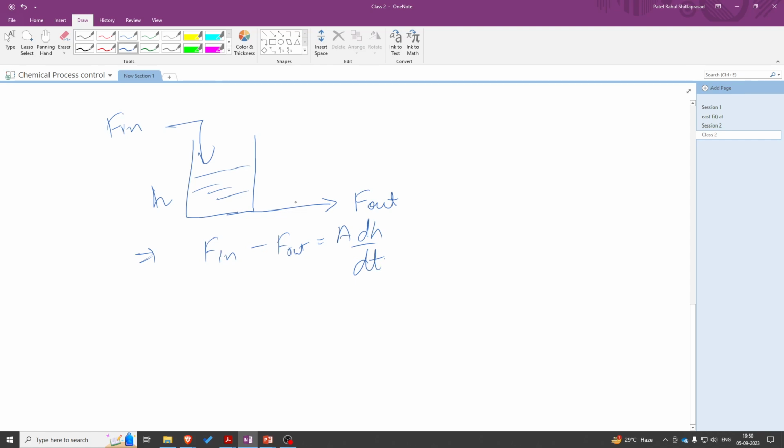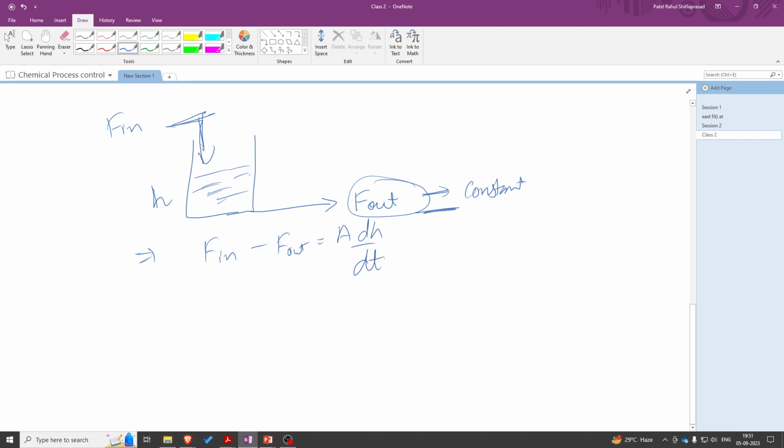Now in this case, we do not have a valve. So what will happen is this flow output is constant. Basically the water will keep on flowing out. So this flow output, right now it is constant. This flow output flow rate will always be constant through this tank.